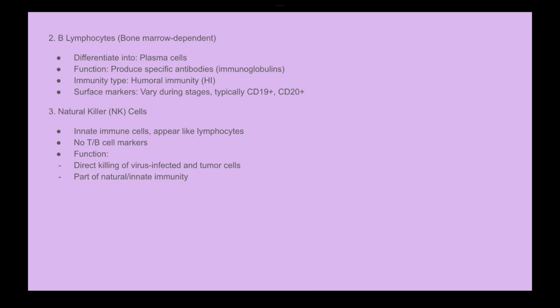Now, NK cells, the last type of lymphocyte, which are natural killer cells. These are innate immune cells and appear like lymphocytes. These do not have cell markers like T lymphocytes and B lymphocytes, which have CD8, CD4, CD19 plus and CD20 plus. So there is no cell marker like them. The function of natural killer cells is to directly kill virus infected and tumor cells, and they are usually part of natural and innate immunity. Innate immunity is taken from the mothers or directly from the environment.